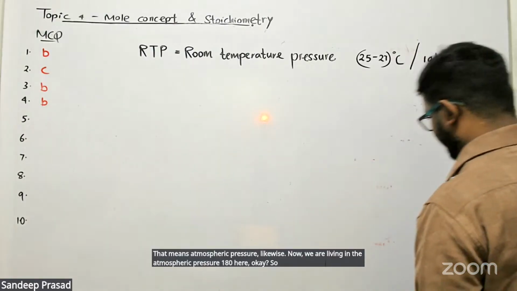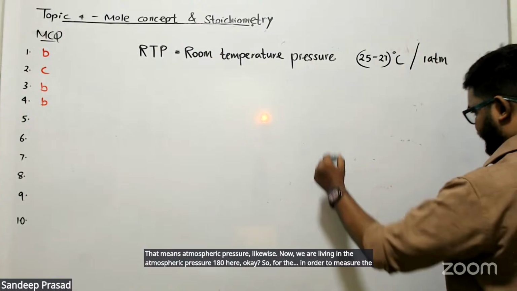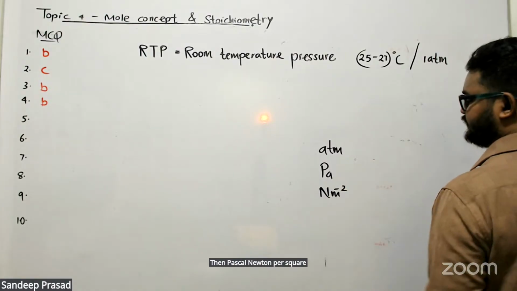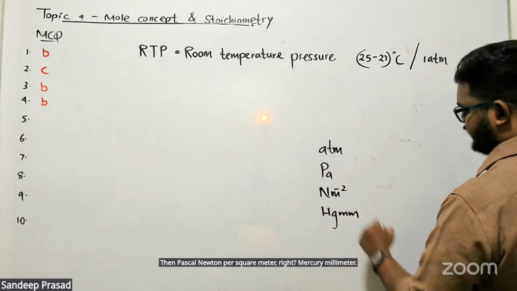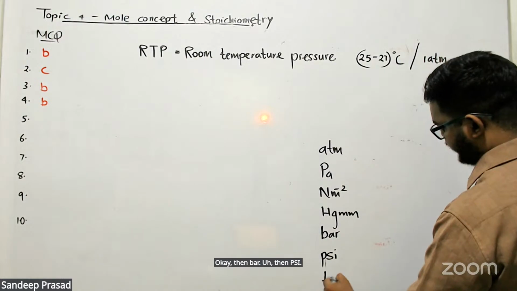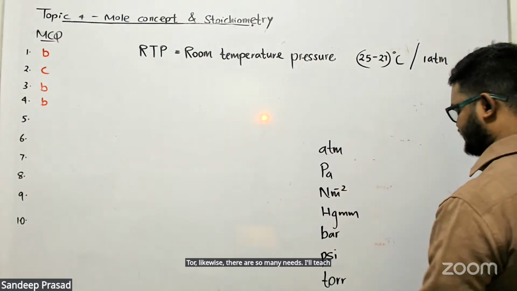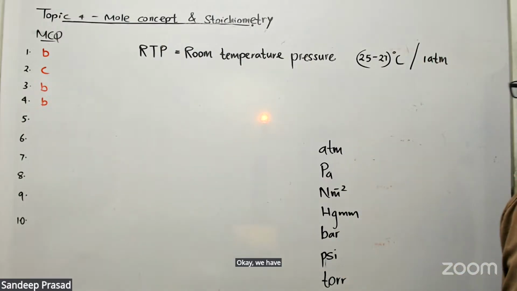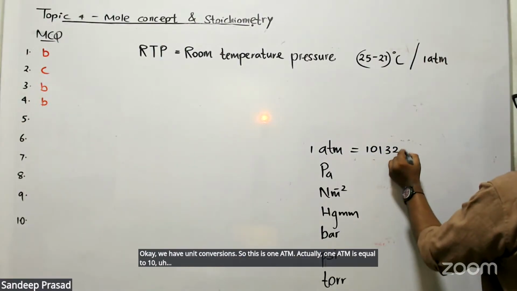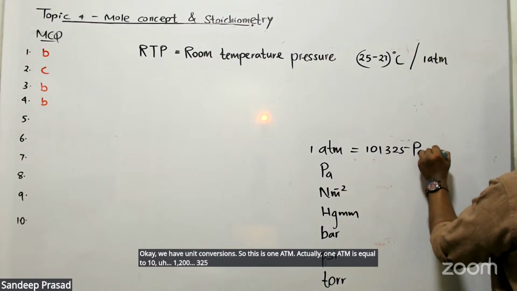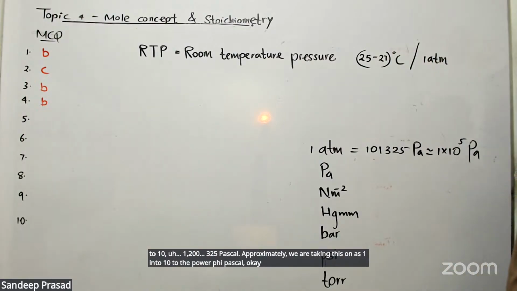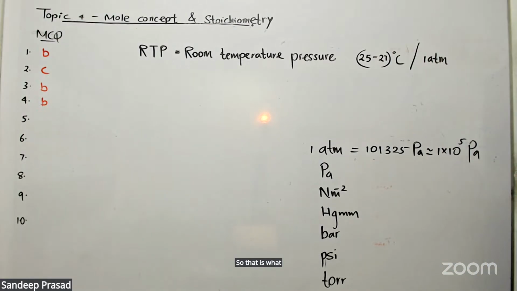Okay. So in order to measure the pressure, we have several units: atm, then Pascal, Newton per square meter, right? Mercury millimeter. Then bar, then PSI, torr. Likewise, there are so many units. I'll teach you these things under unit number 4. We have unit conversions. So this is 1 atm. Actually, 1 atm is equal to 1.013 into 10 to the power 5 Pascal. Approximately, we are taking this as 1 into 10 to the power 5 Pascal, or Newton per square meter.